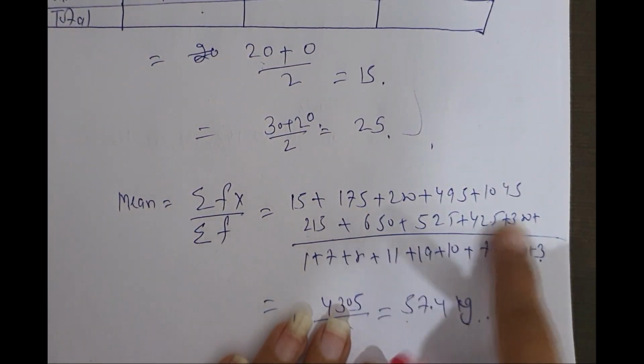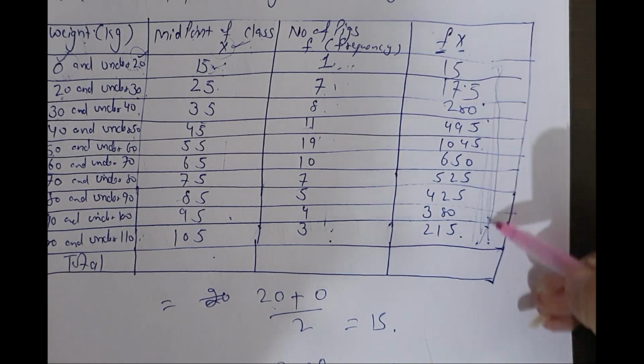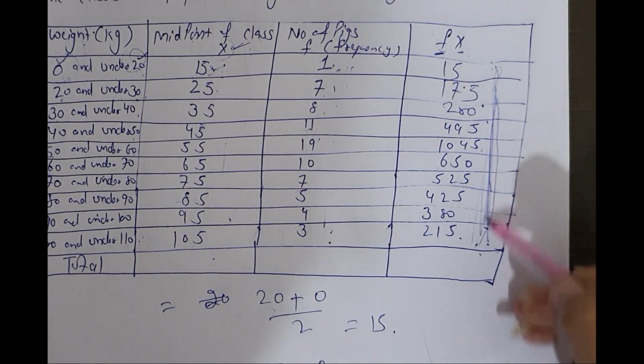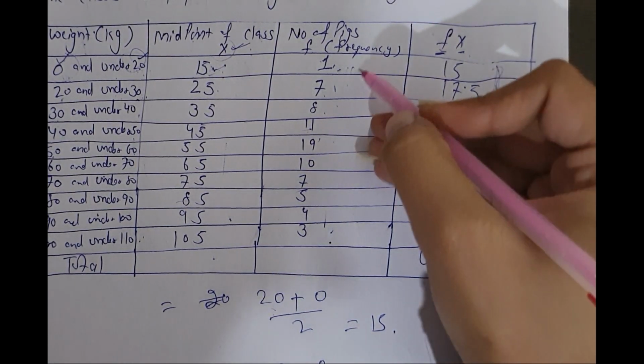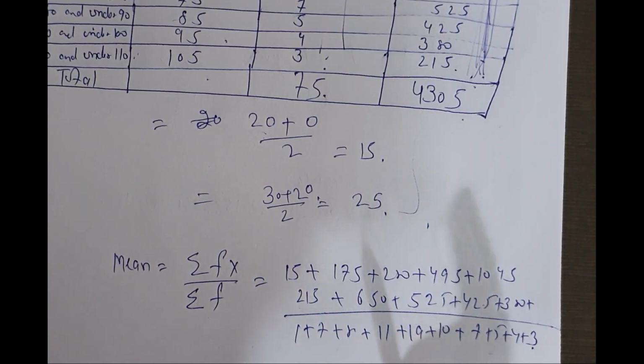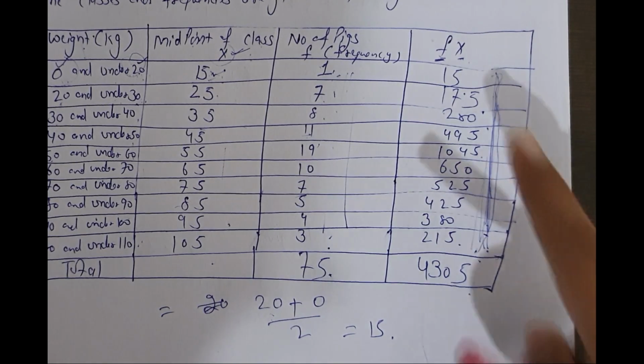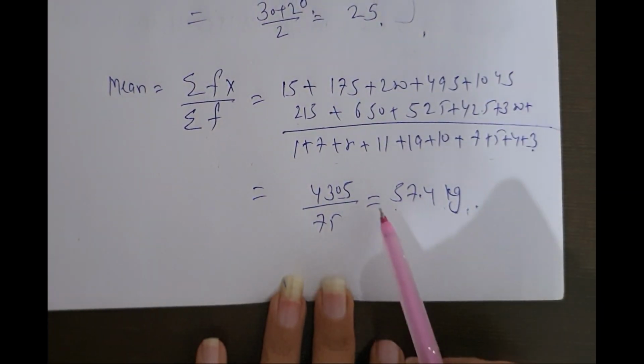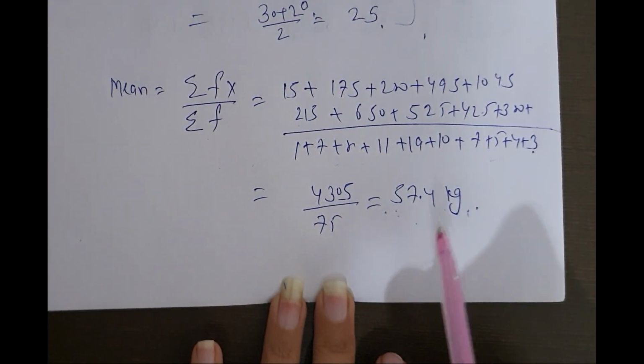I have done this just for your understanding. You have to add this data here, add this here, and it will come out to be the answer. I have done one step more just for your understanding. You have to do this step here and this comes out to be the answer. This is the mean of the given observations.